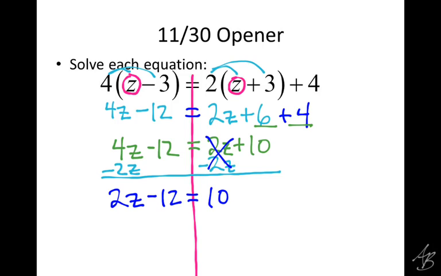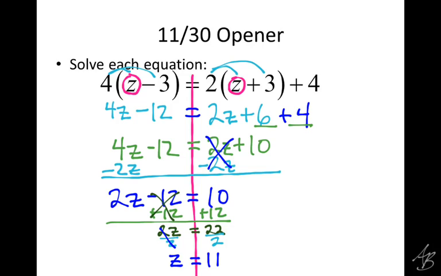Now what? We add 12. Yeah, now we just solve like we normally do. So we're going to add 12 on each side. Those 12s are going to cancel, leaving 2z. And on the right side, 10 plus 12 is 22. And then we divide by 2. And when those 2's cancel on the left, we get z over there. And then 22 divided by 2 is 11.